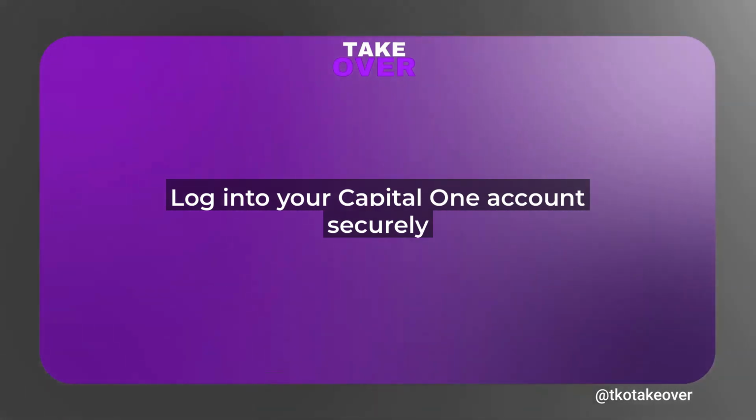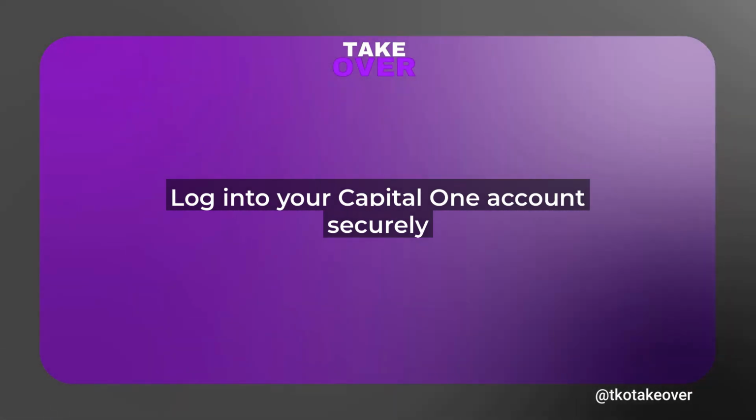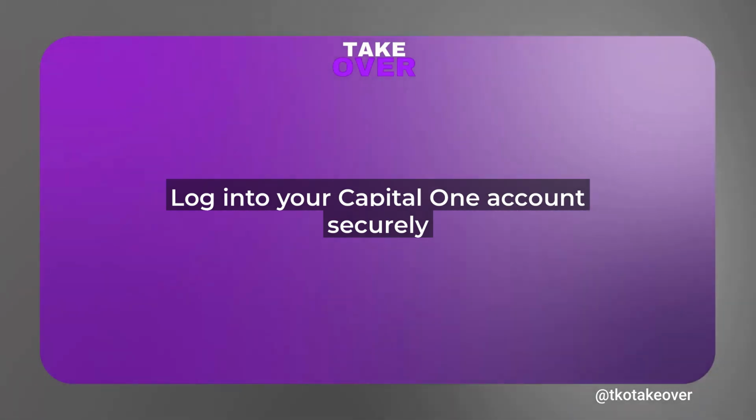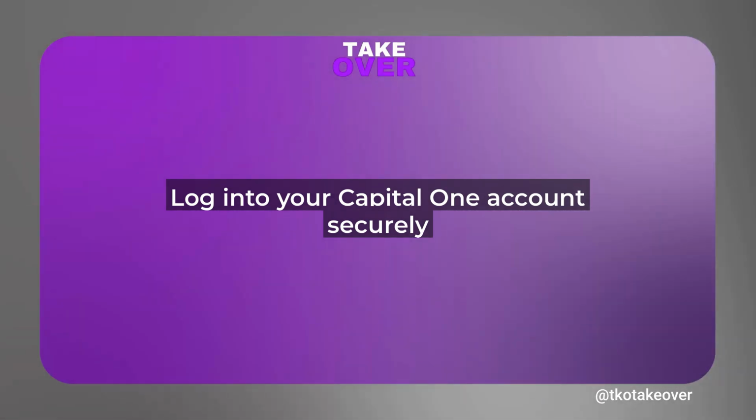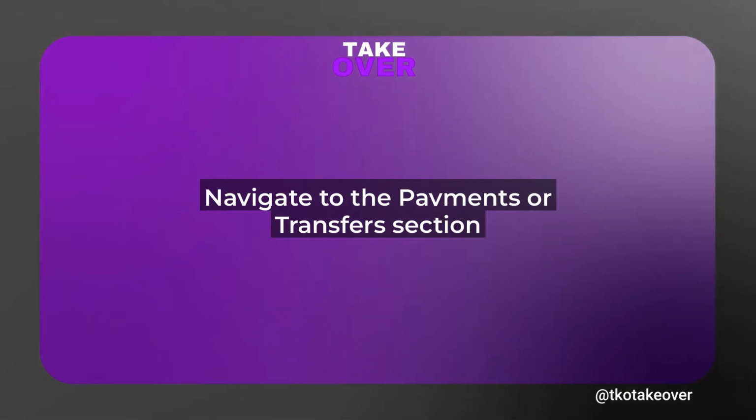ACH payments, or automated clearinghouse transfers, are a secure and efficient way to move money electronically without the hassle of checks or wires. They're perfect for paying bills, sending money to family, or even business transactions, and with Capital One's updated 2025 features, it's faster and more user-friendly than ever.